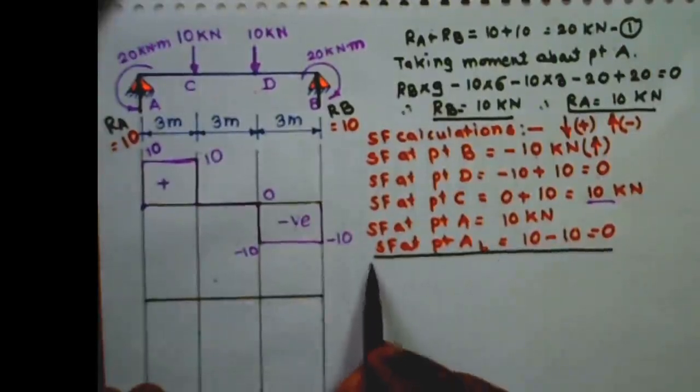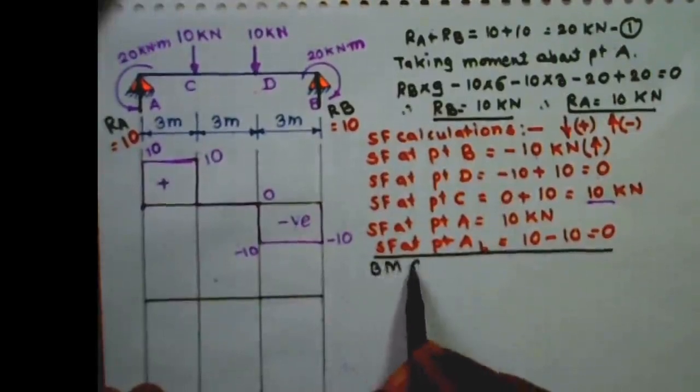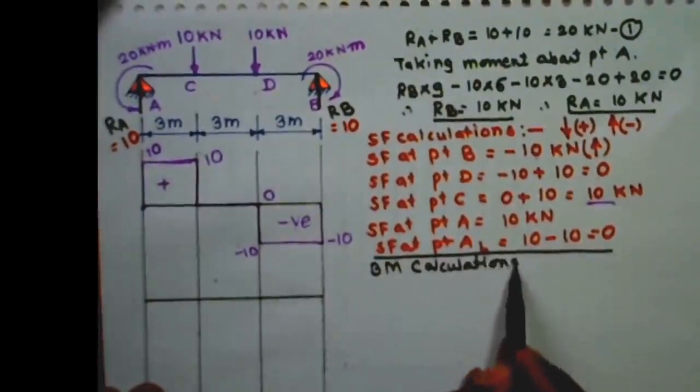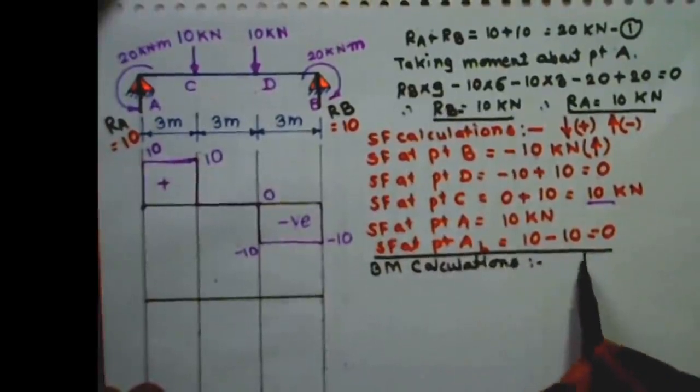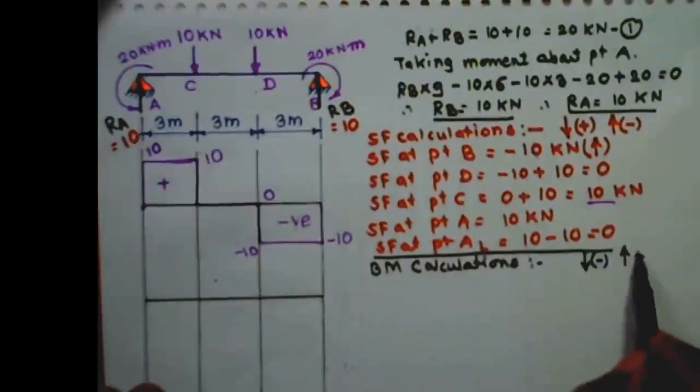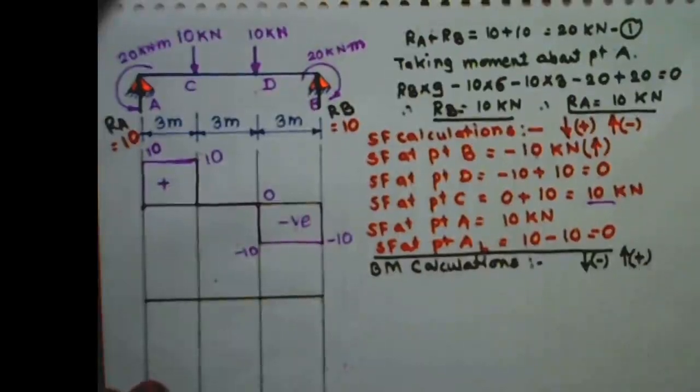Now next, bending moment calculations. To calculate the bending moment, first decide our sign conventions. Downward negative, upward positive. So anti-clockwise positive or clockwise negative.